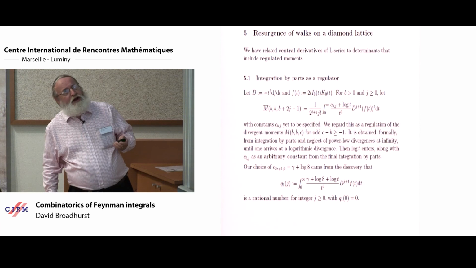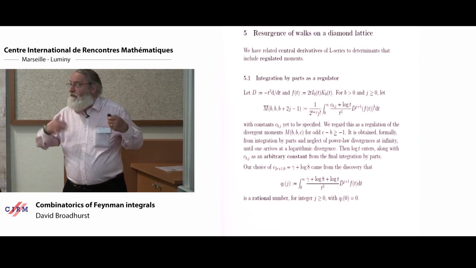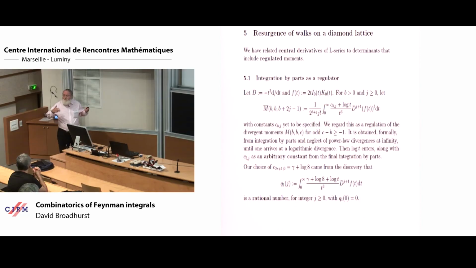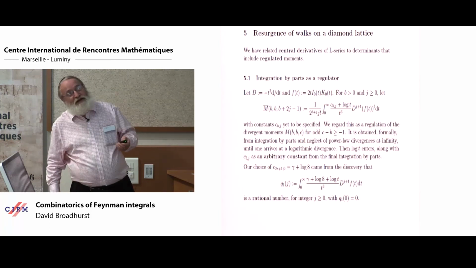At j equals 1, it's quadratically divergent in t. So I just integrate by parts, formally throwing away powers of t squared at t equals infinity, until I get to the really interesting case where I only have a logarithmic divergence, and then when I integrate by parts, I don't change the power of t, I get a logarithm coming in. And formally, I've included here any constant. To show that this is an entirely arbitrary object, because it's been regulated, I've thrown in a constant.